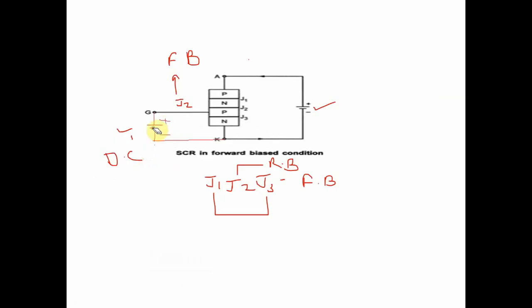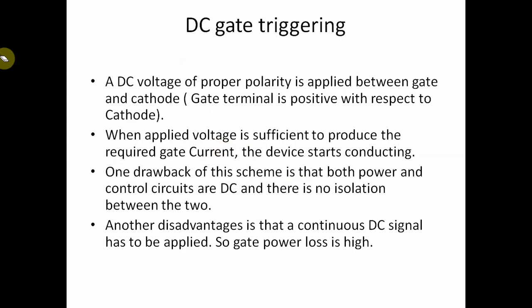Proper polarity is nothing but the positive terminal of the battery connected to P and the negative terminal connected to N. The gate terminal is positive with respect to the cathode. When the applied voltage is sufficient to produce the required gate current, the device starts conducting.